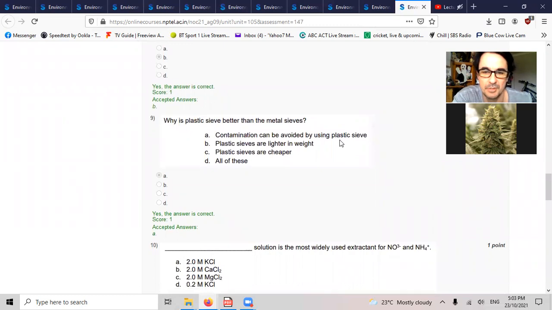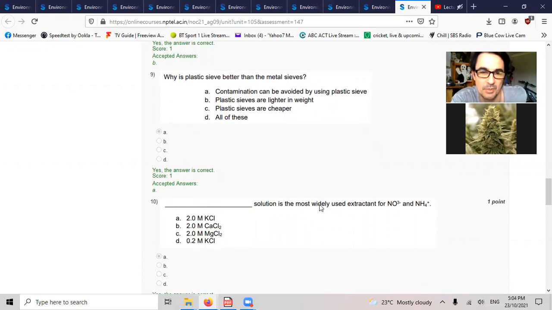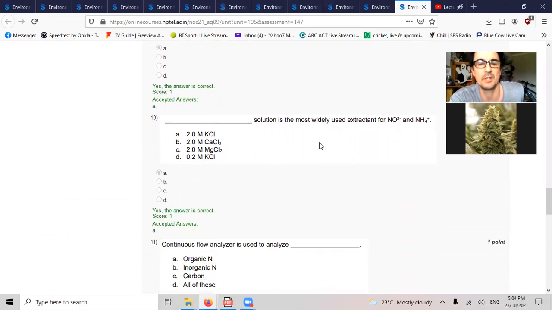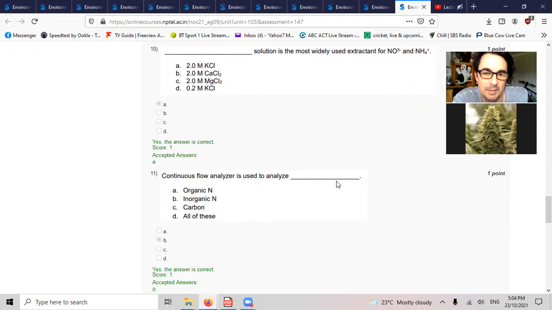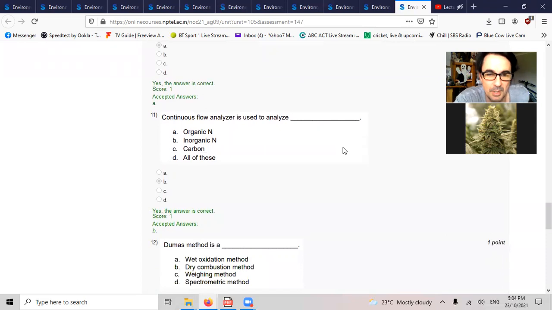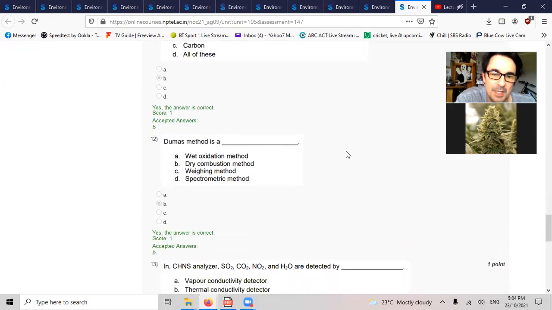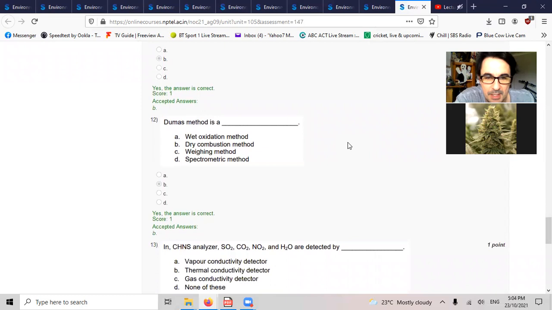Some solution is better for extracting nitrate and not ammonium. It's 2 molar calcium chloride, potassium chloride. Continuous flow analyzer is used to analyze, oh, it's inorganic. Continuous flow, B. Good. Dumas method. B. Yes. In CHNS analyzers, SO2, CO2, and H2O are detected by thermal conductivity.